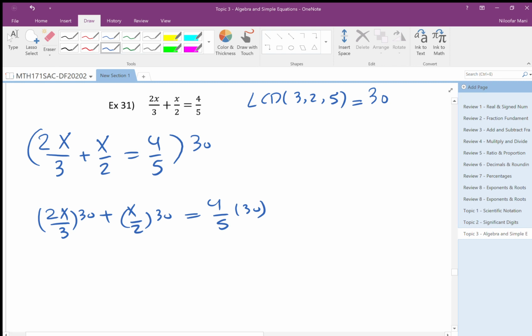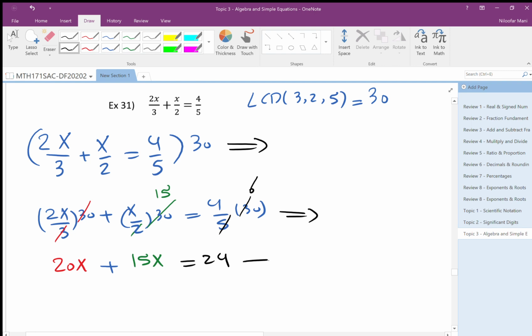Okay, so this and this, it is 20x, plus this and this, you see 15x. This and this, you see 24. Okay, so what is the answer? Step by step. Okay, step by step. Oh, easy. I have 35x because I have just one x, and I have 24.